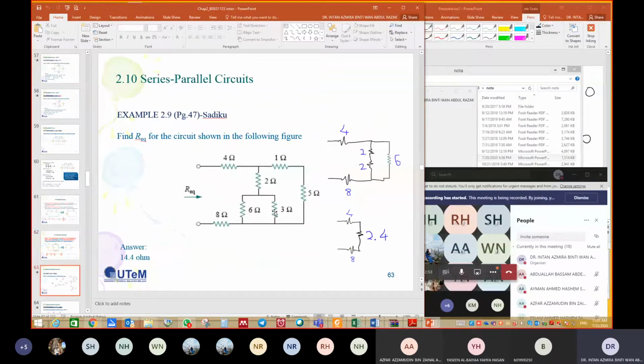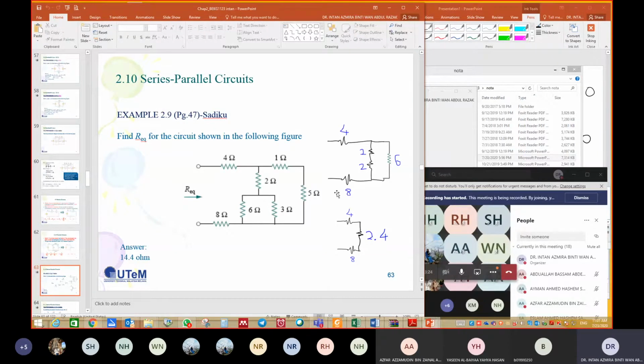So we start at the right side, and then we bring it to the equivalent circuit, R equivalent. Okay. So we start with this: 5 plus 1 is equal to 6. Okay, and then we redraw. 4 here and then 2 here and then 6 is here. Okay, and then 6 and 3 are parallel.